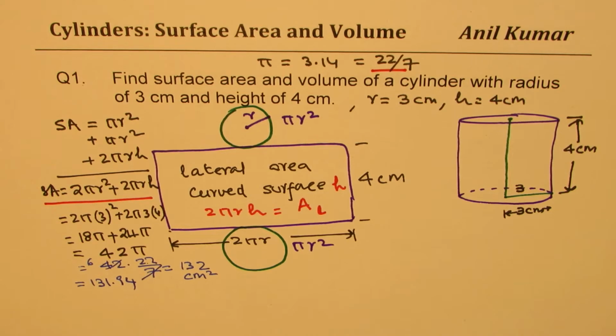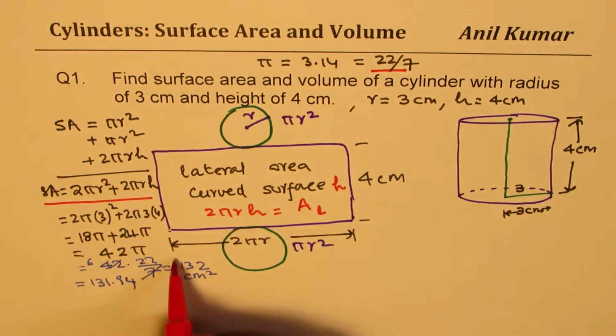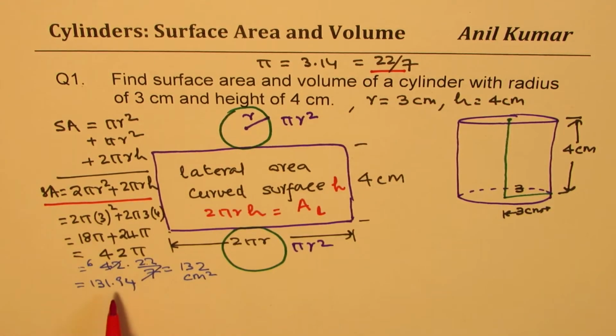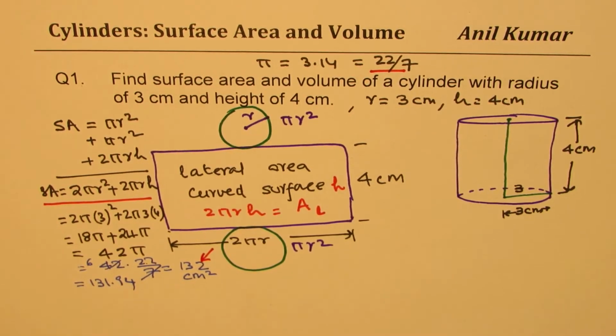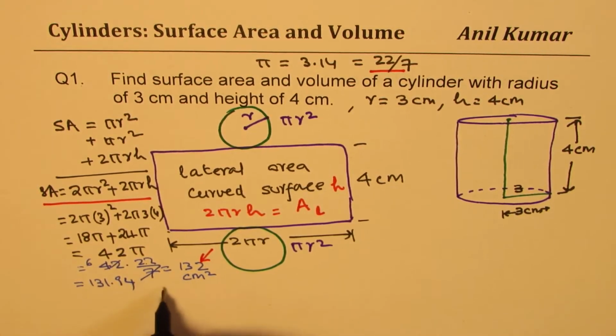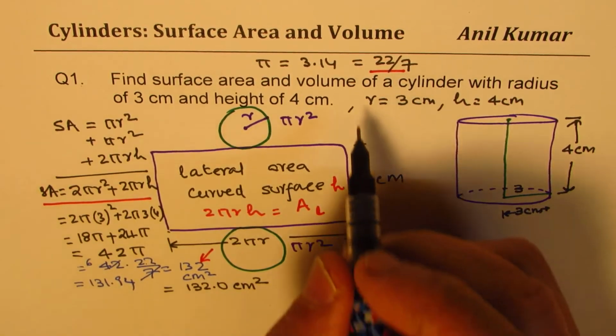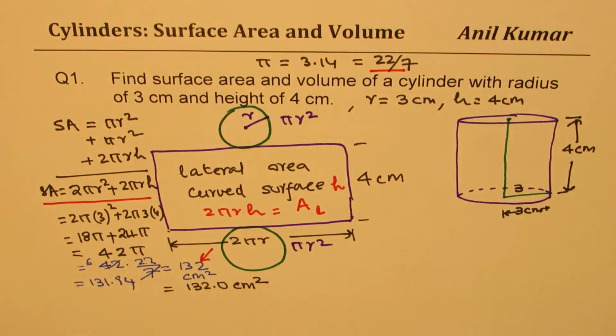But you will notice here that using 22/7 gives me 132 centimeters square, which actually is more accurate. Correct? Now, the question was to round to the 10th place, right? So if I round to the 10th place, I do get 131.9 as my answer. However, 132.0 may be good enough. So here is a slight problem in rounding. So we will prefer to write this as 132.0 centimeters squared instead of 131.9. So I rely more on 22 by 7 as the value of pi.